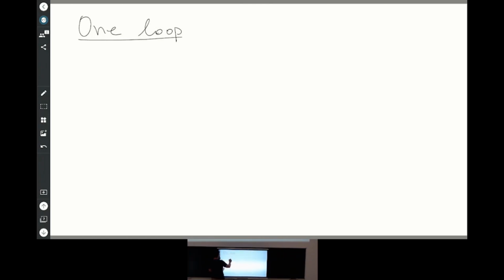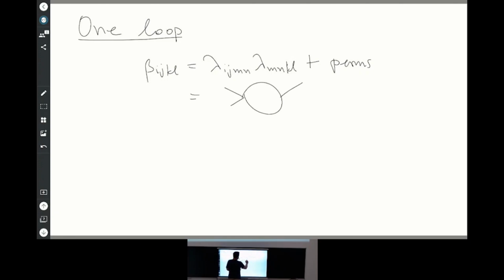So the situation here is very simple. The beta function at one loop. Let me write it down with the indices. So it has the following form, plus permutations. It has lambda ij mn, lambda mn kl, and then two permutations, ik jl and il jk. And I will be using this notation for the one loop beta function to denote this contraction over here.